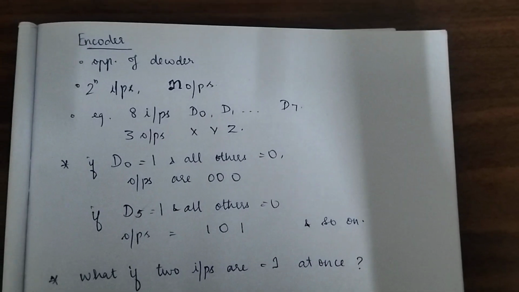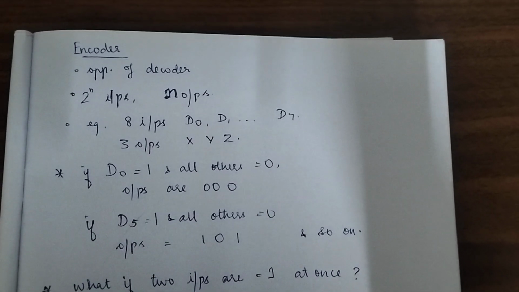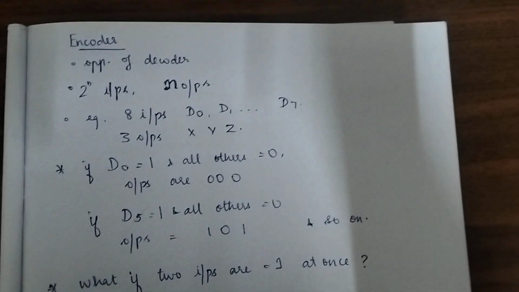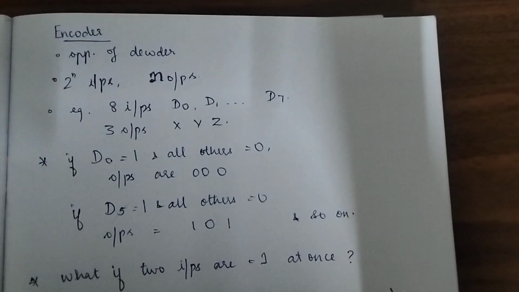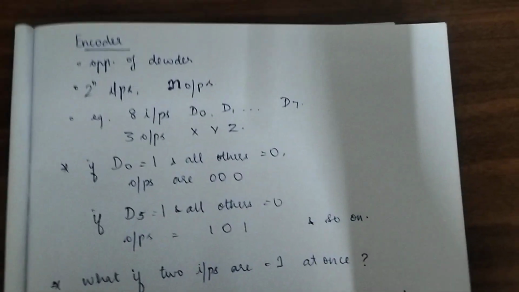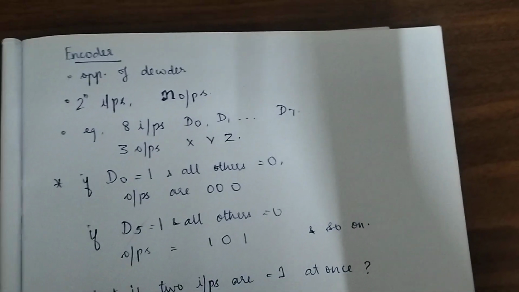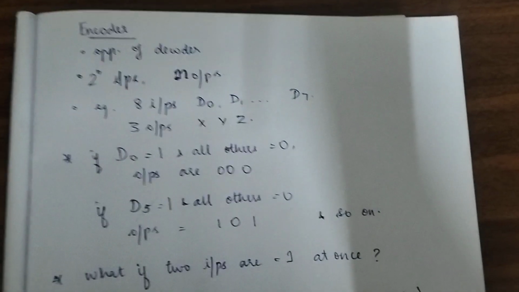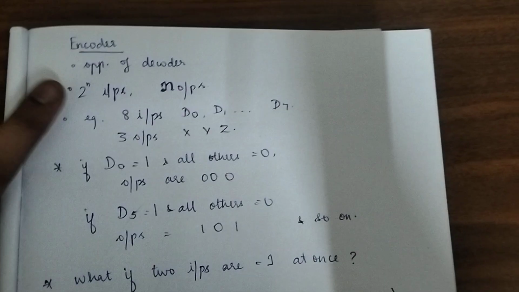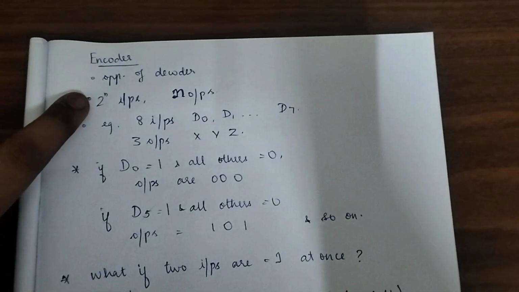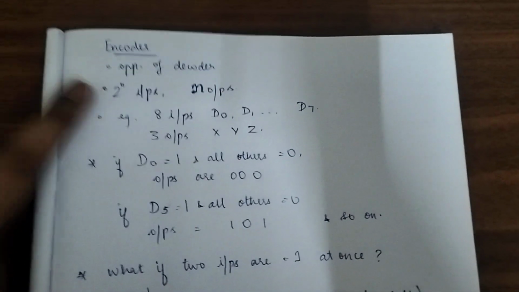So in this segment, we look at one last type of combinational circuit called the encoder. The encoder is basically the opposite of decoder. In a decoder, you get n inputs and provide 2 power n outputs. Here the exact opposite happens. We take 2 power n inputs and provide n outputs.